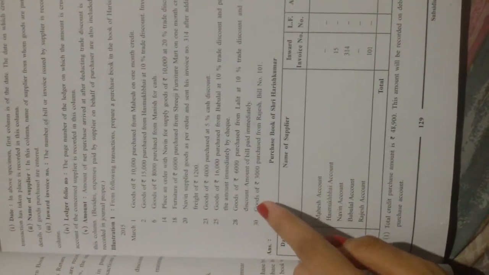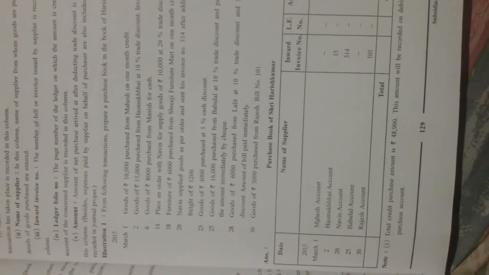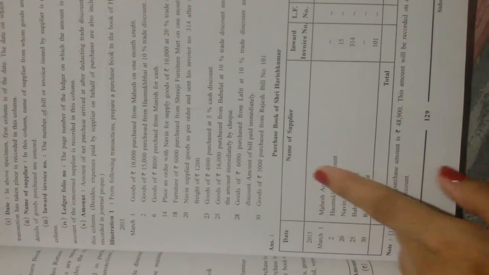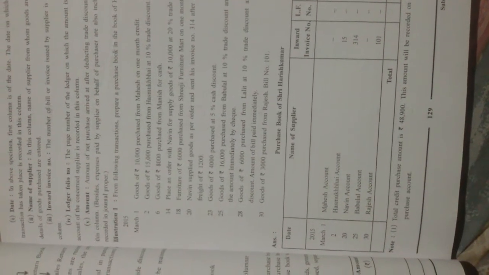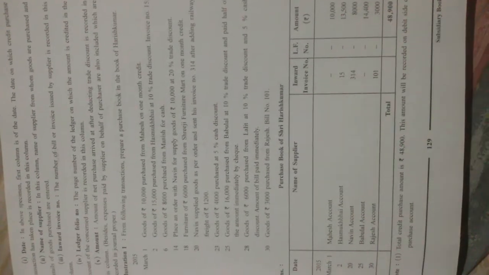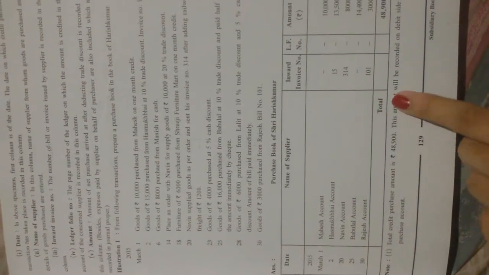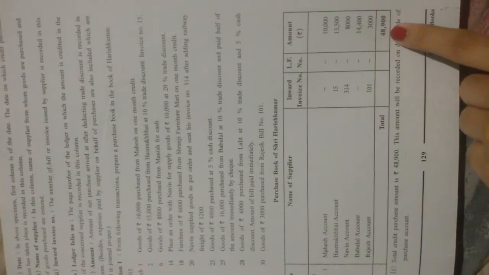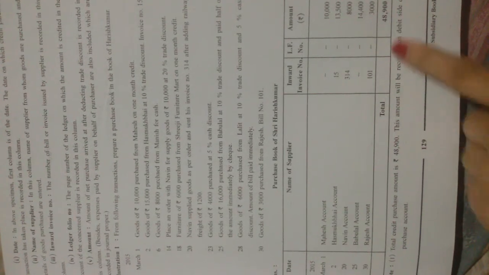And the last transaction is goods of rupees 3000 was purchased from Rajesh and bill number was 101. So Rajesh is the third person. So you have to consider that this purchase of goods has taken place on credit. So we write Rajesh's account in the name of the supplier because Rajesh is the supplier. Then inward invoice number is also given, that is 101, and amount is 3000. After completion of all the transactions, you have to total it, and whatever total you get, you write it in the total column.